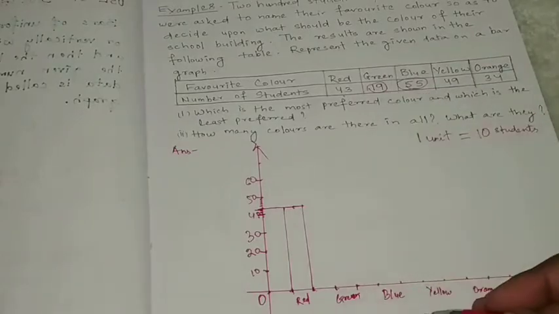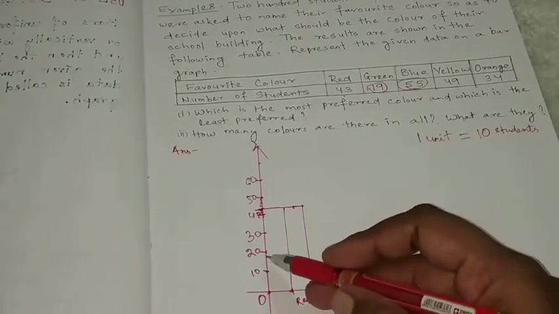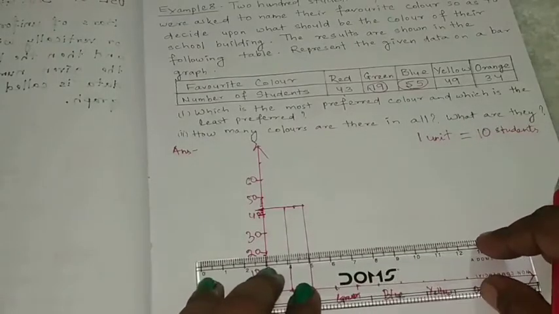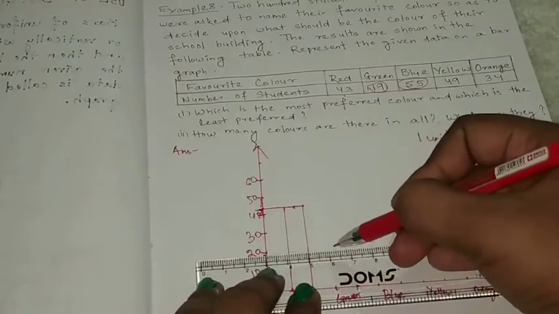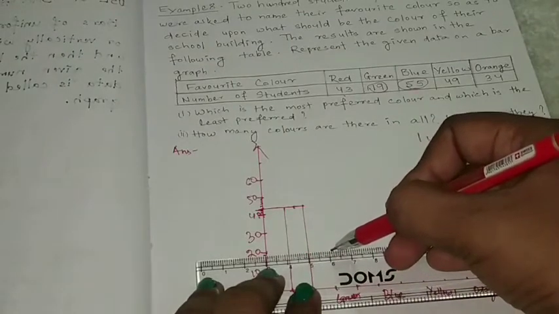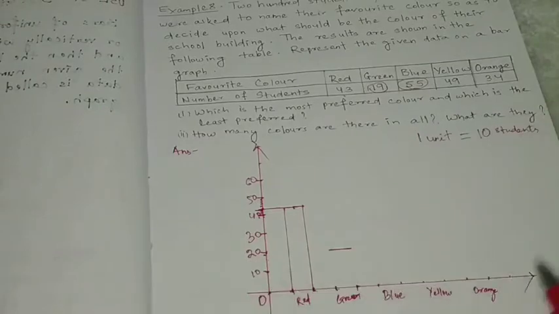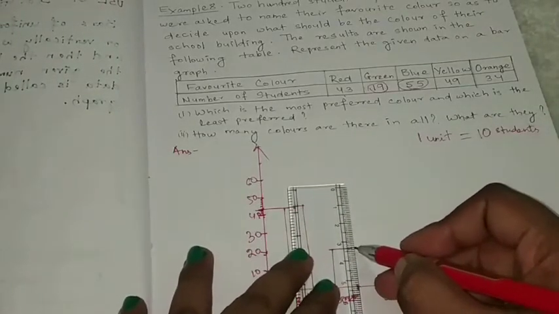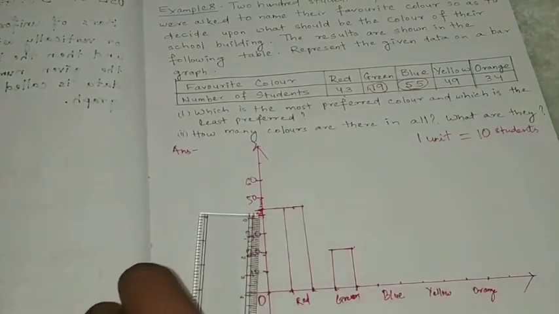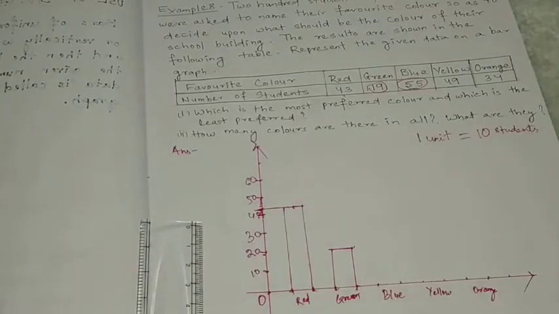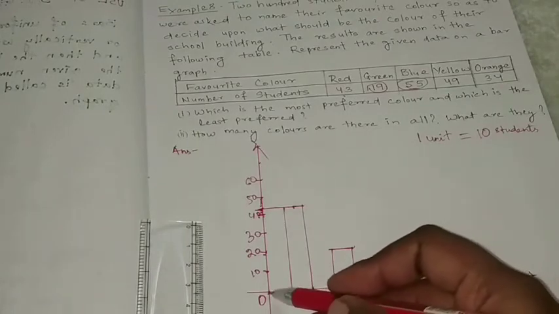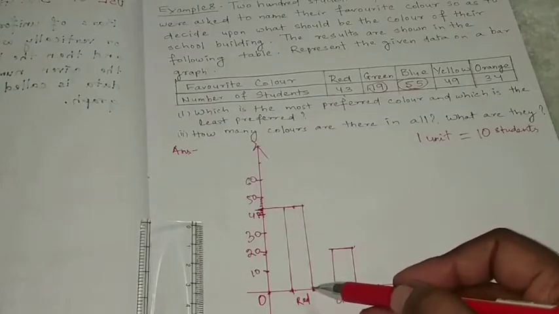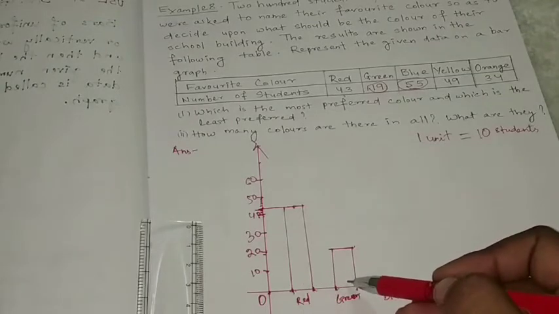So green, how many students like it? 19. Look here, 20 is there, so below that 19 is there. So I'll take the value and make a line above this, so that I can make the bar for green. Look, I have kept the distance between 0 and the red bar, and I have kept equal distance between the red and green bars.